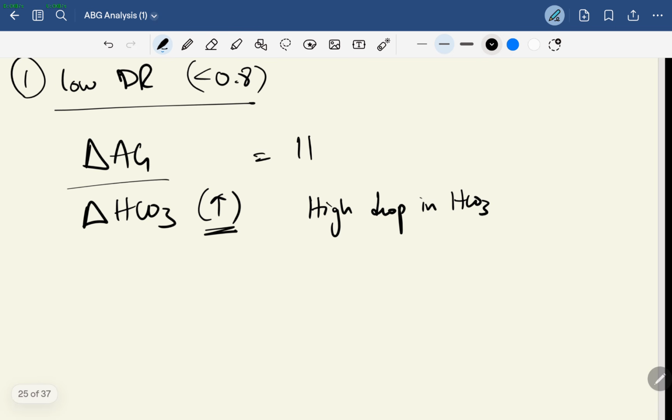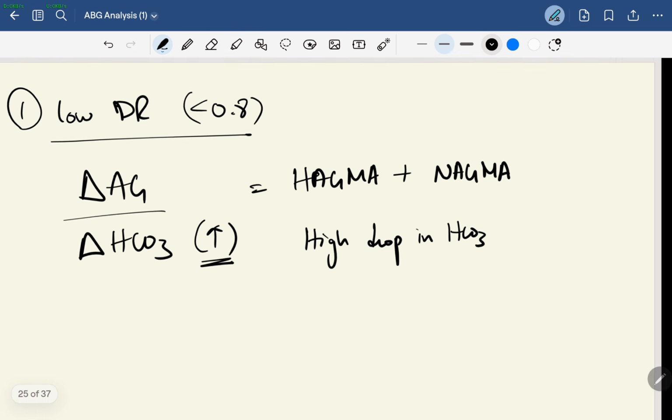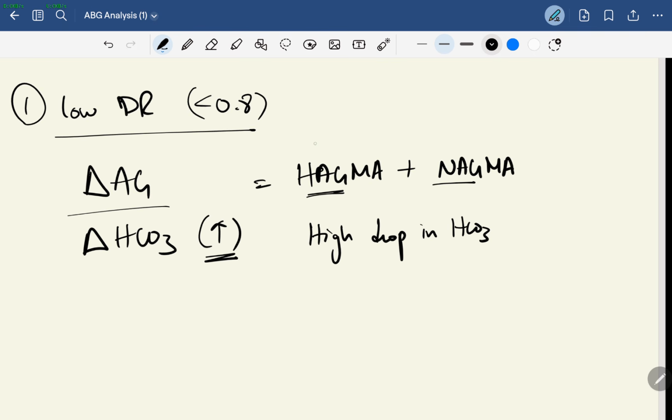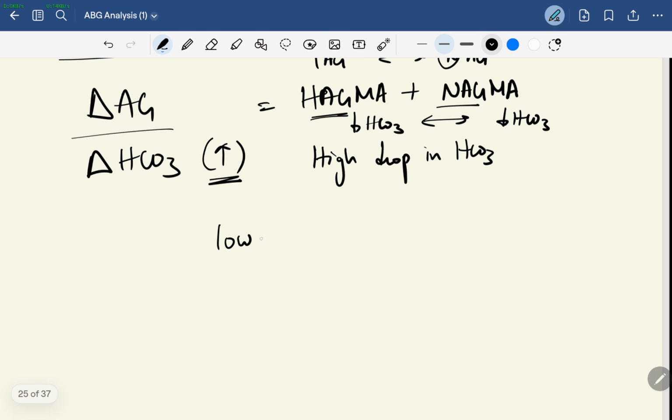Now, there's already some HAGMA going on, but there's another factor which has led to further drop in bicarb, and that is a NAGMA. And this can be explained by just looking at the names. Now, there is some high anion gap here, but there's also a normal anion gap here. In both cases, there is a drop in bicarb. So obviously the expected change in anion gap isn't as much as the change in bicarb. So to simplify, low delta ratio equals HAGMA plus NAGMA.